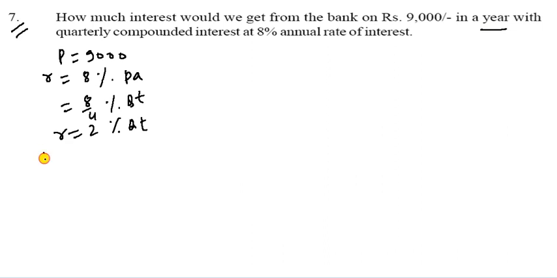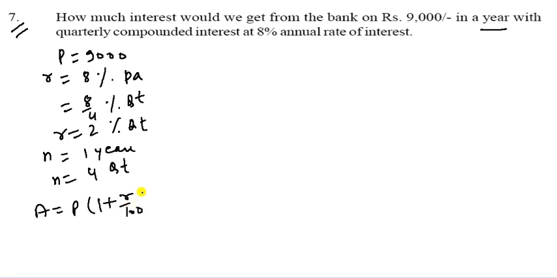It is R. Now in 1 year, only 1 year is being talked about here. So your n will be equal to 1 year, but 1 year has 4 quarters. So you can write here 4 quarterly and it's equal to 4 quarterly. Now apply the formula. Amount is equal to P into (1 plus R upon 100) to the power n.